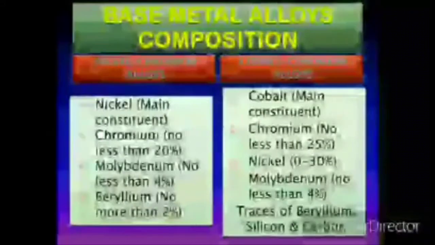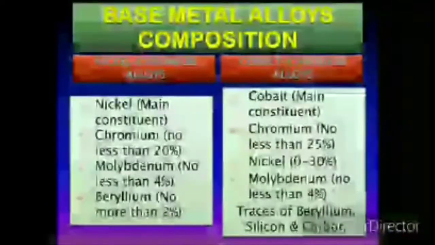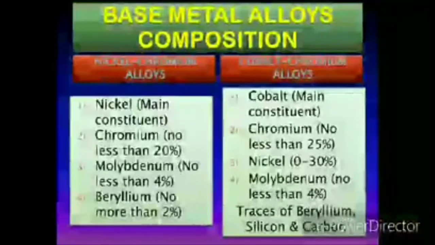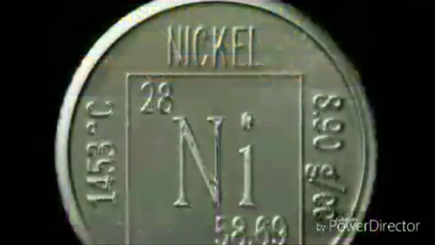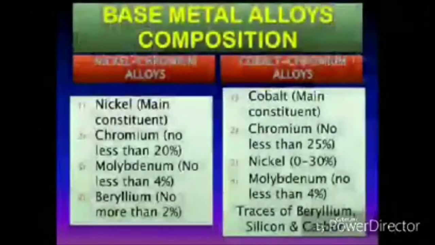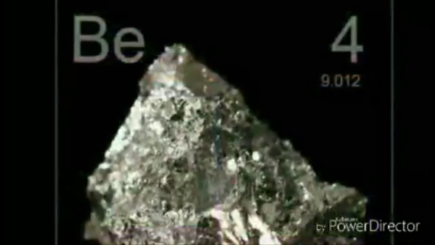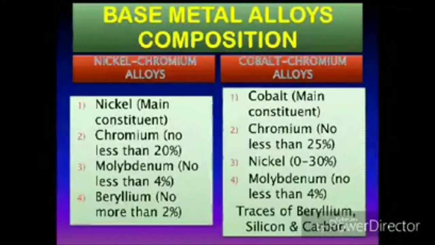First, let's go through the chemical composition of these base metal casting alloys as specified by ISO standard for the dental base metal casting alloys. First of all is the nickel chromium casting alloy. Nickel chromium casting alloy has nickel, chromium, molybdenum and beryllium. Nickel is the main constituent, whereas the chromium should not be less than 20%, molybdenum should not be less than 4%, and beryllium should not be more than 2% in the chemical composition of the nickel chromium casting alloys.